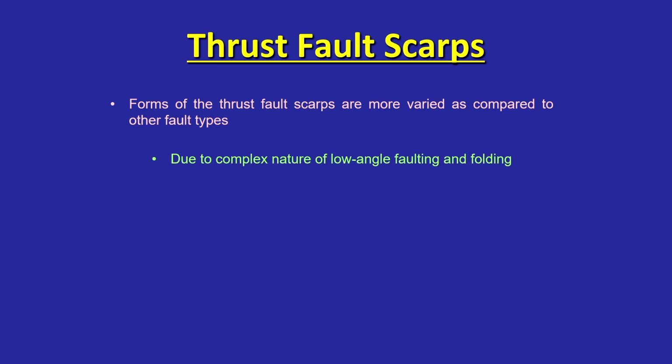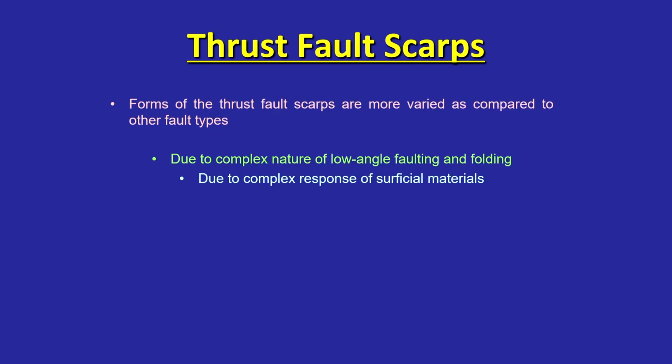This is due to the complex nature of low angle faulting and folding, as we have seen in two examples: fault bend folding and fault propagation folding. Whenever there is a bend, we also correlated that with ramp and flat structures, and on the axial portion of the folds what you will come across. You have a low angle, because for thrusts we usually say it is less than 45 degrees. So, low angle faulting, and at the same time you see the associated folding which is taking place.